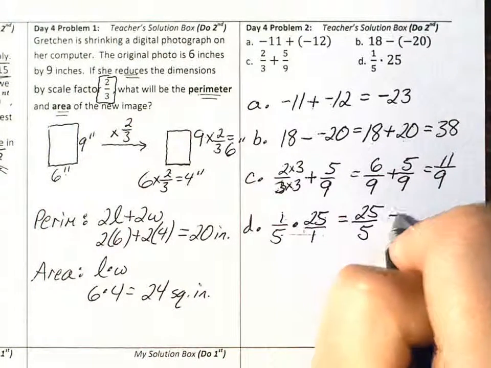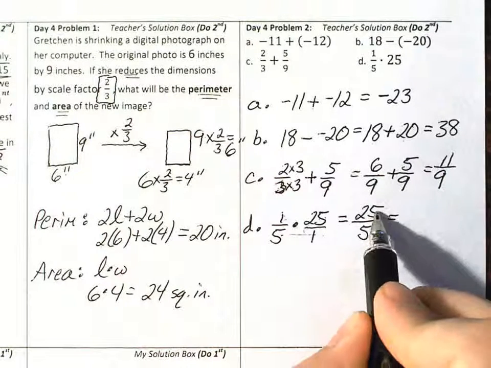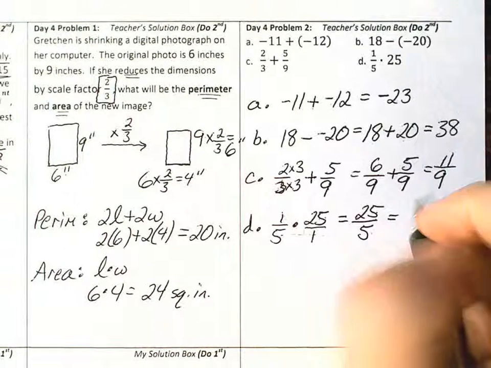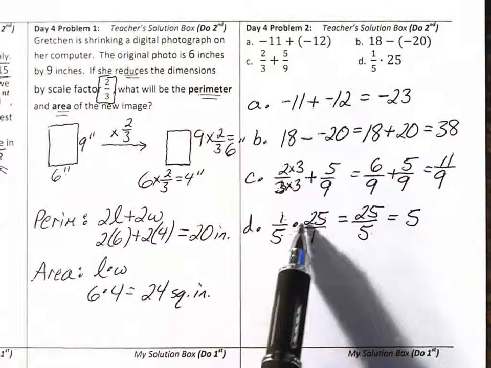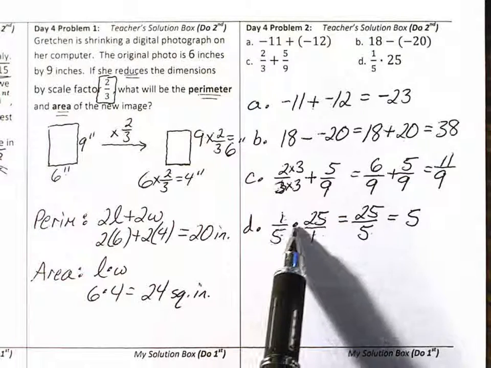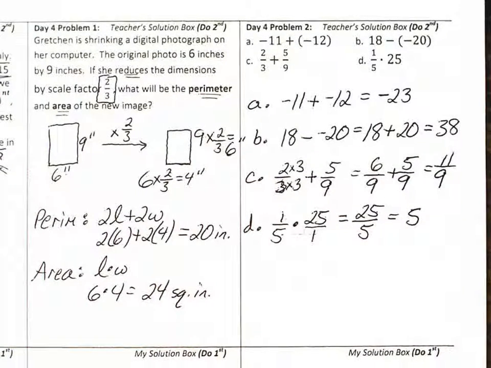Now make sure you simplify this. 25 divided by 5 is 5. We probably could have got this right at the beginning if we had thought about 1/5 of 25. 1/5 of 25 is 5.